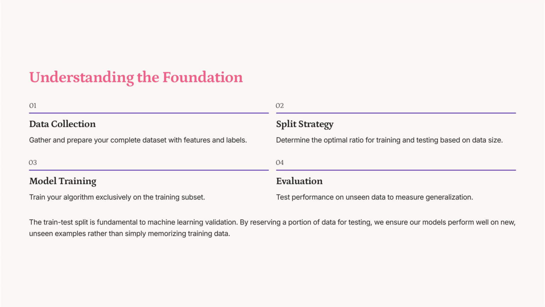Data collection involves gathering a complete dataset with features and labels. Next, determine the optimal train-test split ratio based on data size. Train your model exclusively on the training subset. Finally, evaluate its performance on unseen data to measure generalization. This ensures models perform well on new examples, not just memorized data.